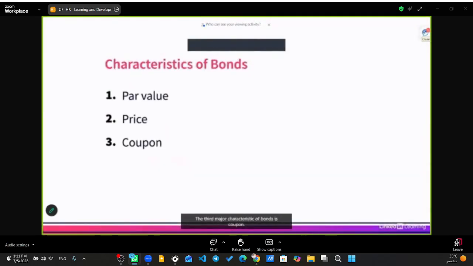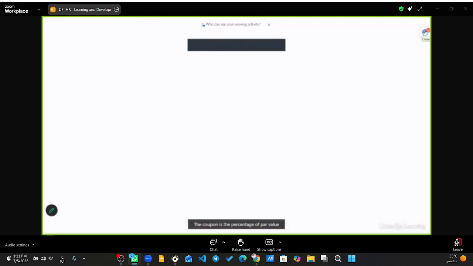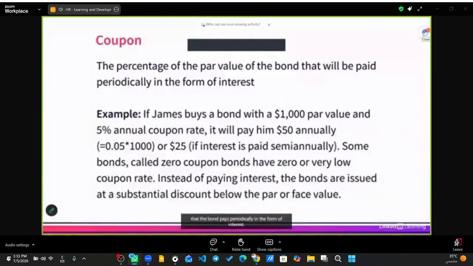The third major characteristic of bonds is coupon. The coupon is the percentage of par value that the bond pays periodically in the form of interest. For example, if James buys a bond with a $1,000 par value and a 5% annual coupon, it'll pay him $50 annually, 0.05 times 1,000, or $25 if the interest is paid semi-annually, every 6 months. Some bonds, called zero coupon bonds, have, as the name implies, a zero coupon rate. Instead of paying interest, these bonds are issued at a substantial discount below the par or face value on the bond.